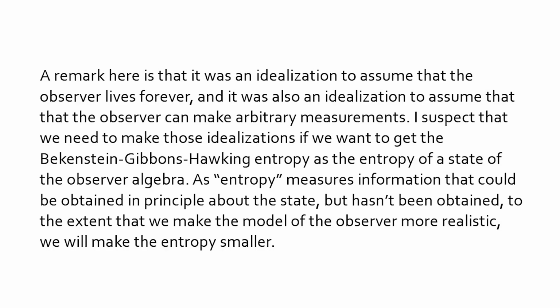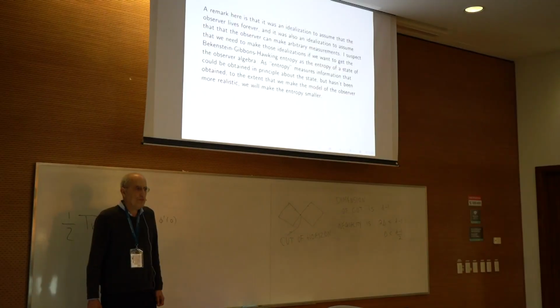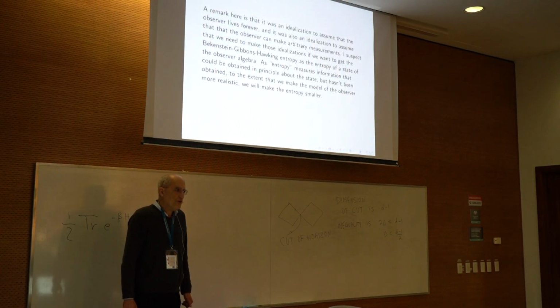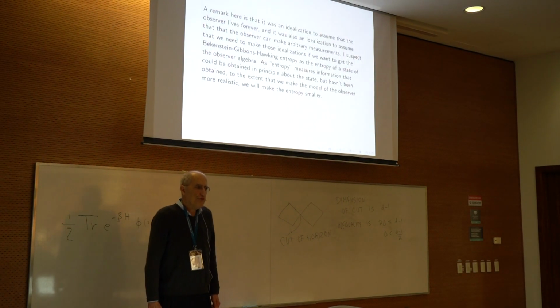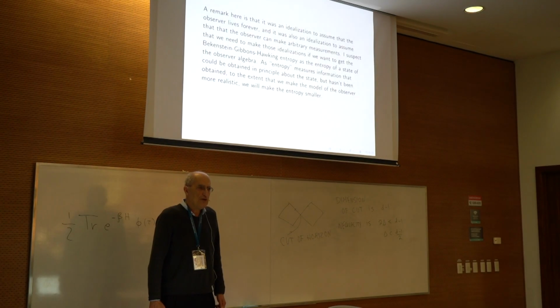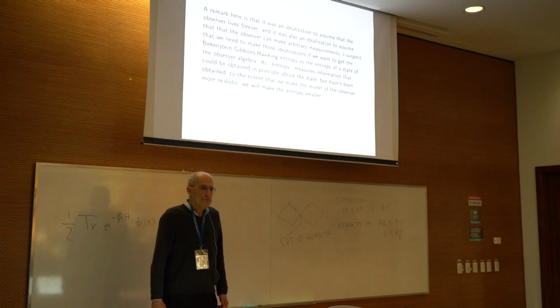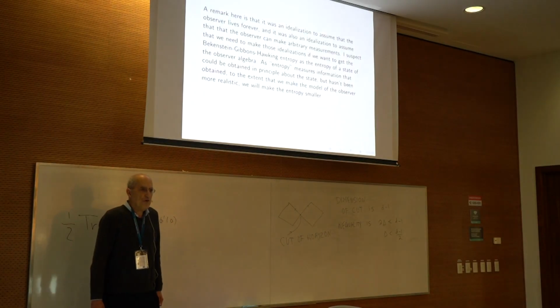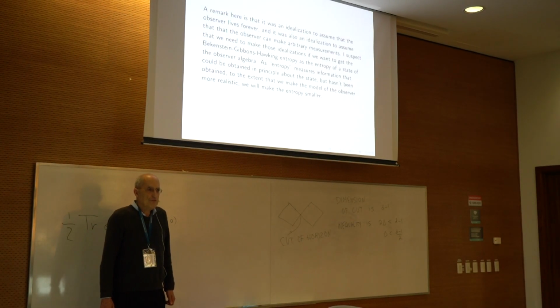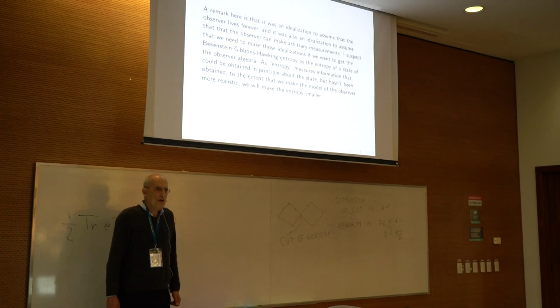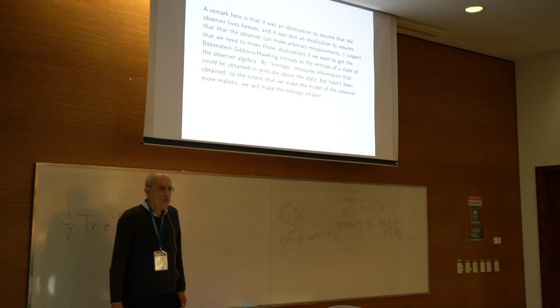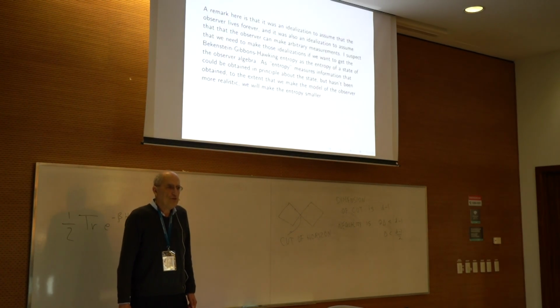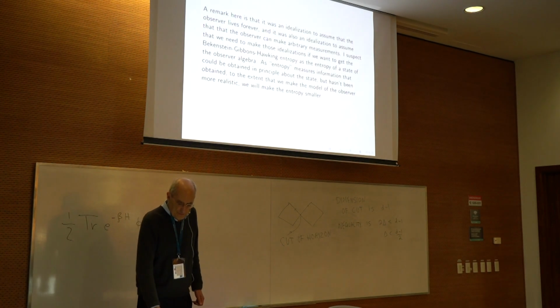Entropy measures information that could be extracted in principle from the state. So if we make more realistic assumptions that restrict what information the observer can extract, we should expect that the information accessible to that observer is less, and the entropy we would define is less. So I've come to suspect that the highly idealized assumptions we made are actually the ones we should make if we want to get the Bekenstein-Hawking entropy as the answer.